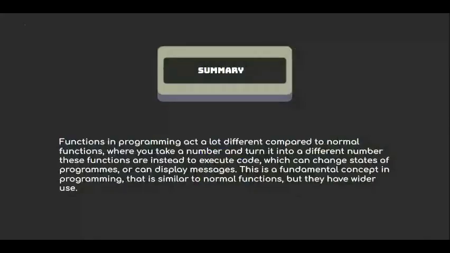So, for summary, functions in programming act a lot differently compared to normal functions. You could take a number and turn it into a different number with mathematical functions. But if you execute code, it will change the state of the program. So it will basically be equivalent to a different type of code. When you call a function, it will be equal to another type of function. This is a fundamental concept in programming, and it is similar to normal functions but has wider use because you can repeat actions over and over again, and it has more capabilities in programming.